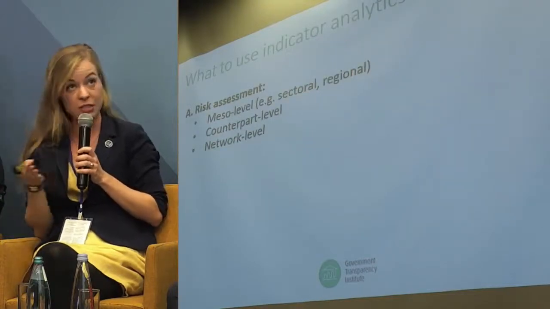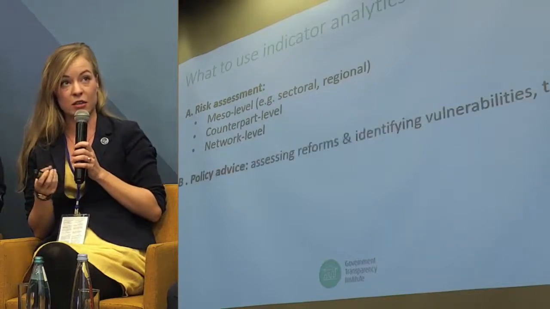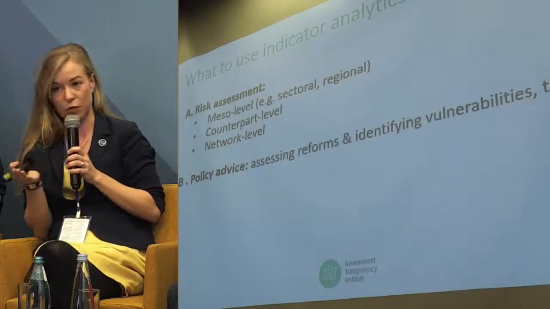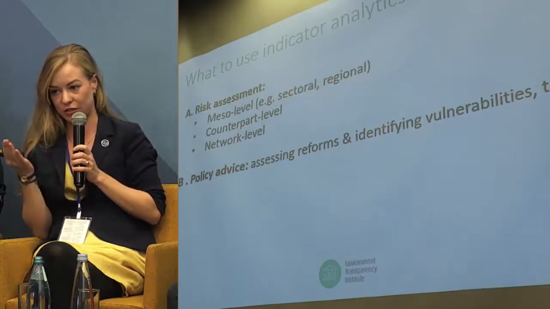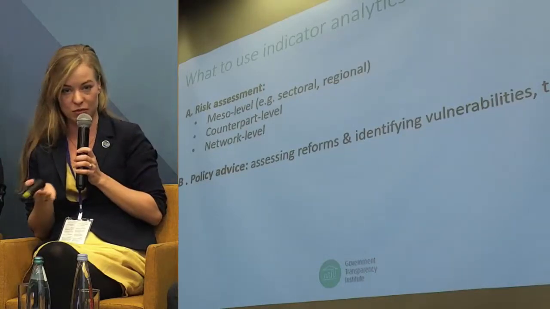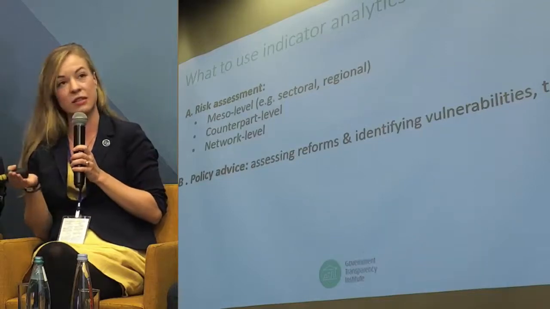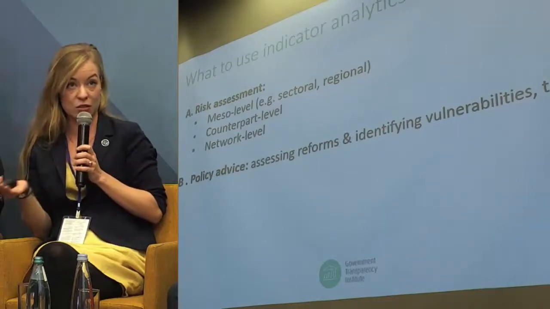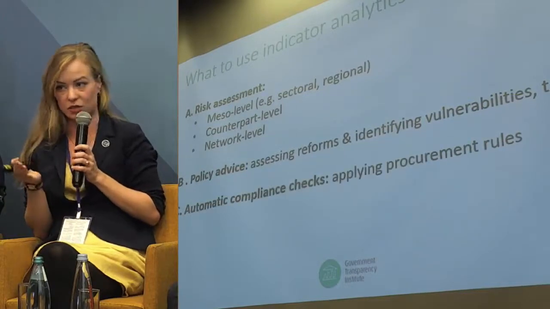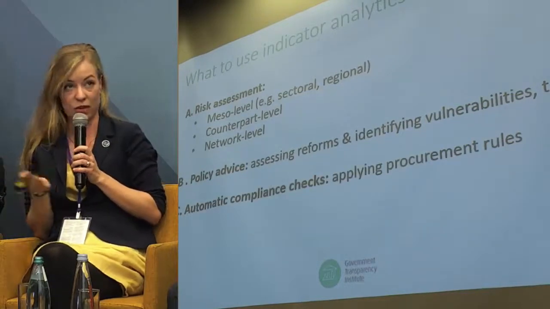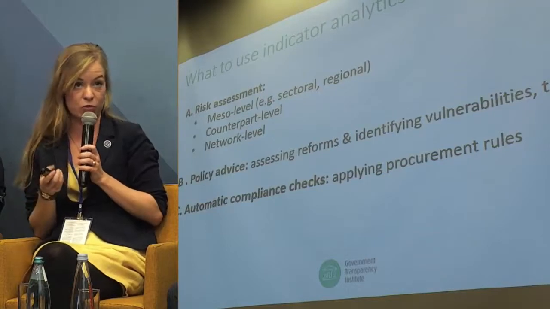As I already said, these are the things you can use it for. You can assess risks at different levels. You can use it for formulating policy advice. For example, we can compare whether, after a certain transparency policy was passed, it changes the corruption risks. We can also have automatic compliance checks to see whether public buyers actually comply with the procurement rules.